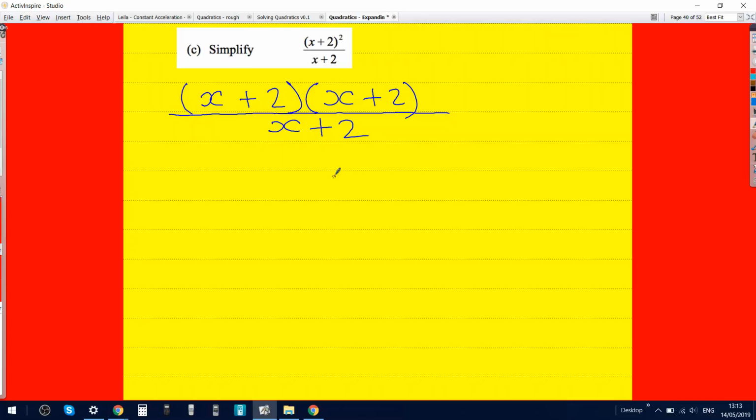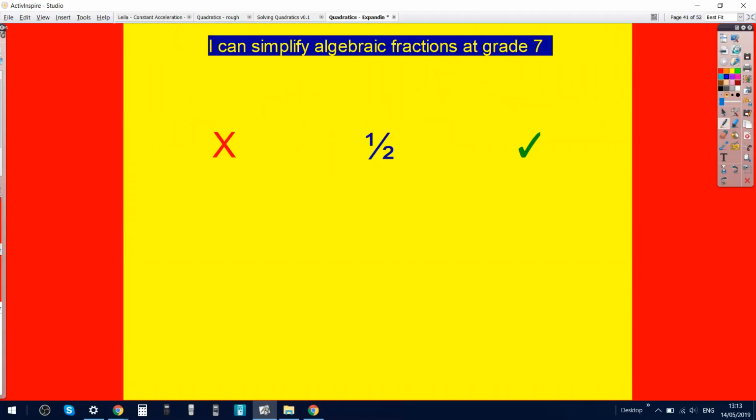x+2. So you can get rid of the bottom. So you've got an x plus 2, and that cancels that out, and that will just leave you with just x+2. Yep. x plus 2, anything divided by 1 is itself. Right. That's how those work.